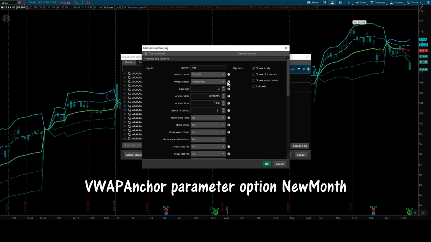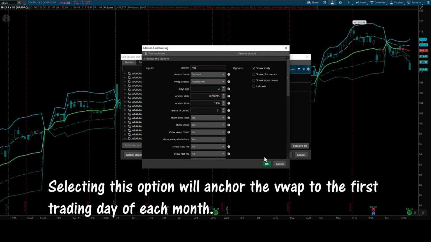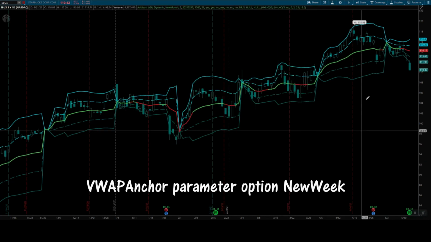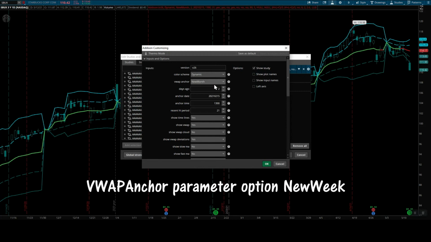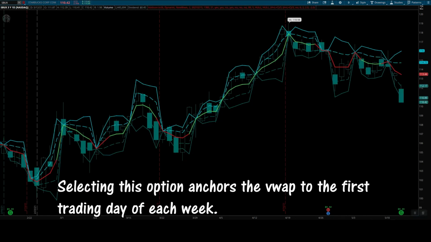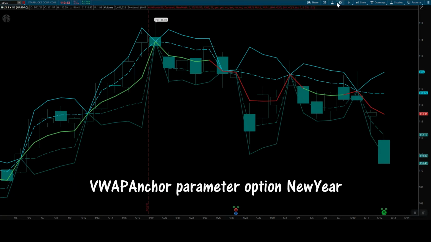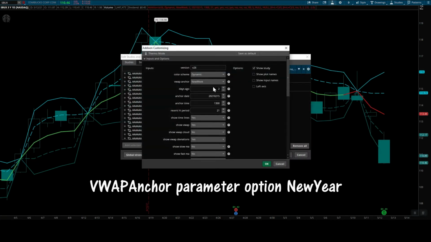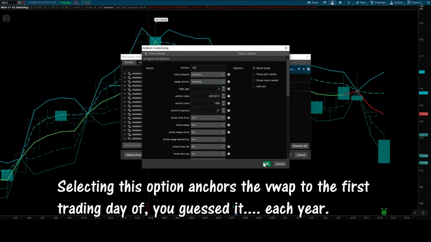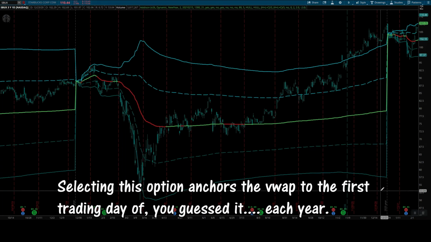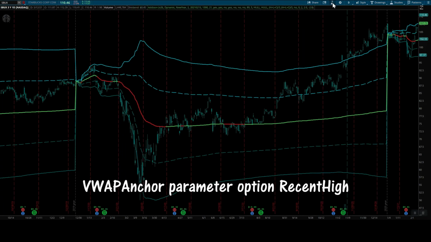VWAP anchor parameter option new month. Selecting this option will anchor the VWAP to the first trading day of each month. VWAP anchor parameter option new week. Selecting this option anchors the VWAP to the first trading day of each week. VWAP anchor parameter option new year. Selecting this option anchors the VWAP to the first trading day of, you guessed it, each year.